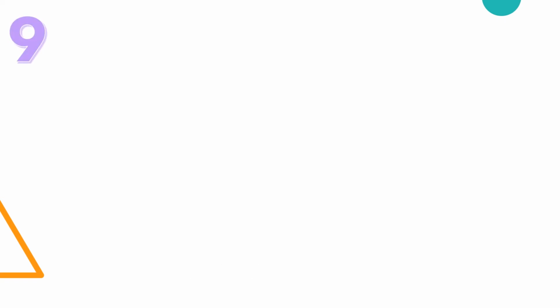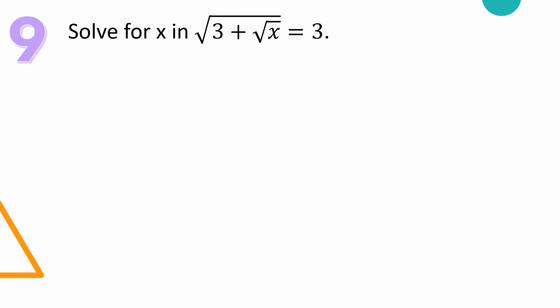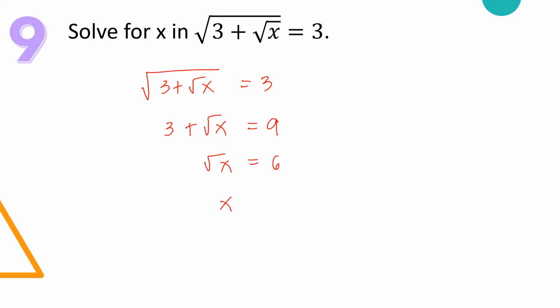Question number 9. Solve for x in square root of 3 plus square root of x equals 3. Squaring both sides of this equation, we'll have 3 plus the square root of x equals 9. Subtracting 3 from both sides, we'll have the square root of x is equal to 6. Squaring both sides of this resulting equation, we have x is equal to 36.